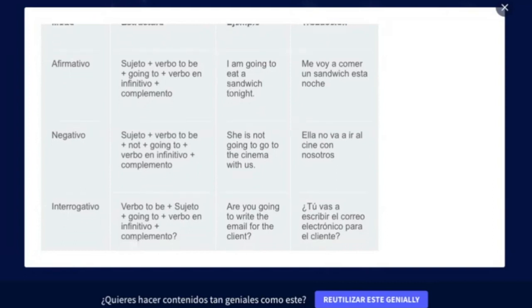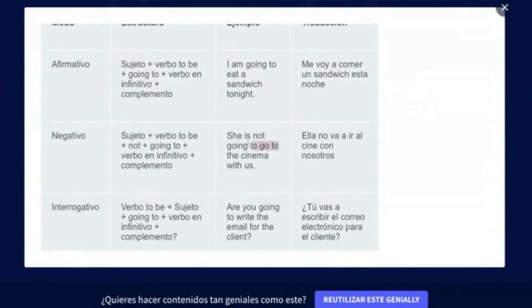Ahora, la estructura negativa, ¿cuál es? Pues bueno, la estructura negativa es casi lo mismo que la afirmativa, solamente que después del verb to be, es decir, comenzamos con un sujeto, más el verb to be, más la partícula negativa not, más going to, más un verbo en infinitivo, más un complemento. She is not going to go to the cinema. ¿Es correcto decirlo lo siguiente?